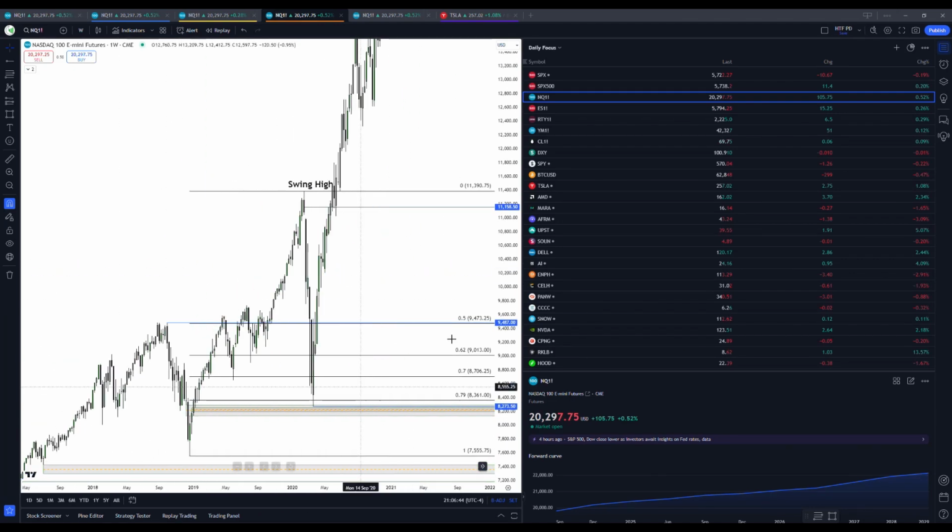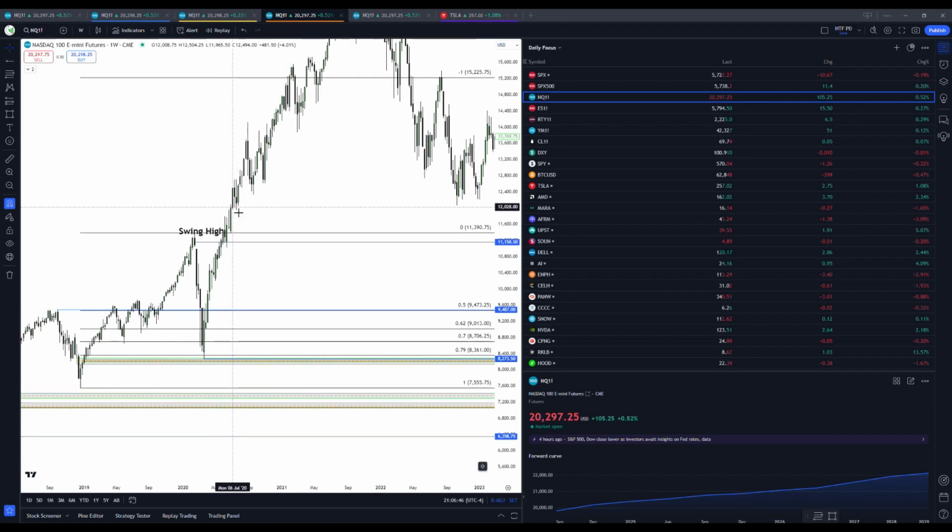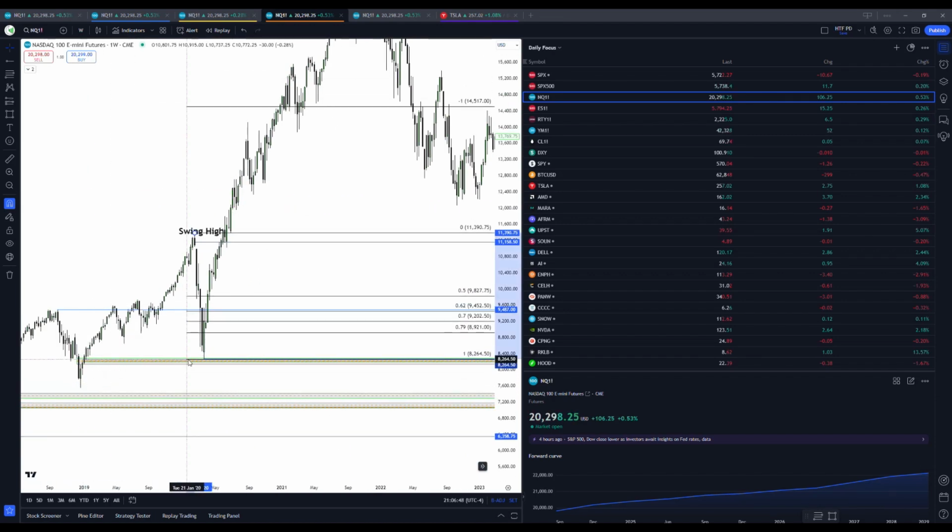So, as we continue, we're almost done, I promise. Here's your low. Okay, what was the price run that took out our previous swing high pool of liquidity?